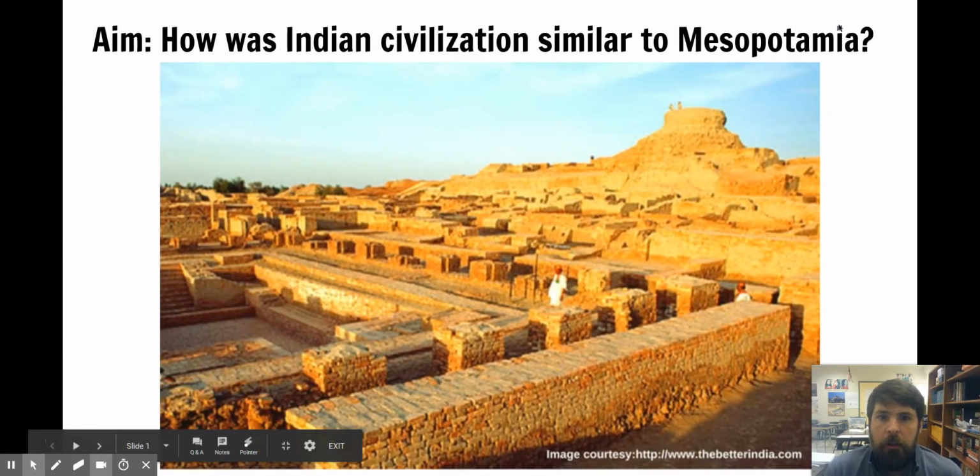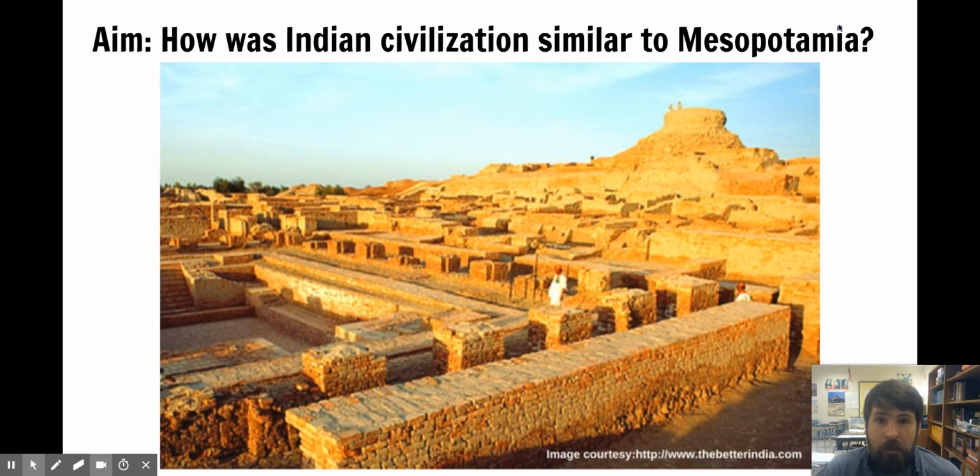This is Mr. Everton, and this is a video about the Indus Valley Civilization, one of the 4 early river valley civilizations. And I'm going to tell you all about that early Indian civilization, and at the end, you need to tell me how it was similar to Mesopotamia. Last time I asked you how was Egypt different from Mesopotamia. Today we're going to talk about how India was similar.